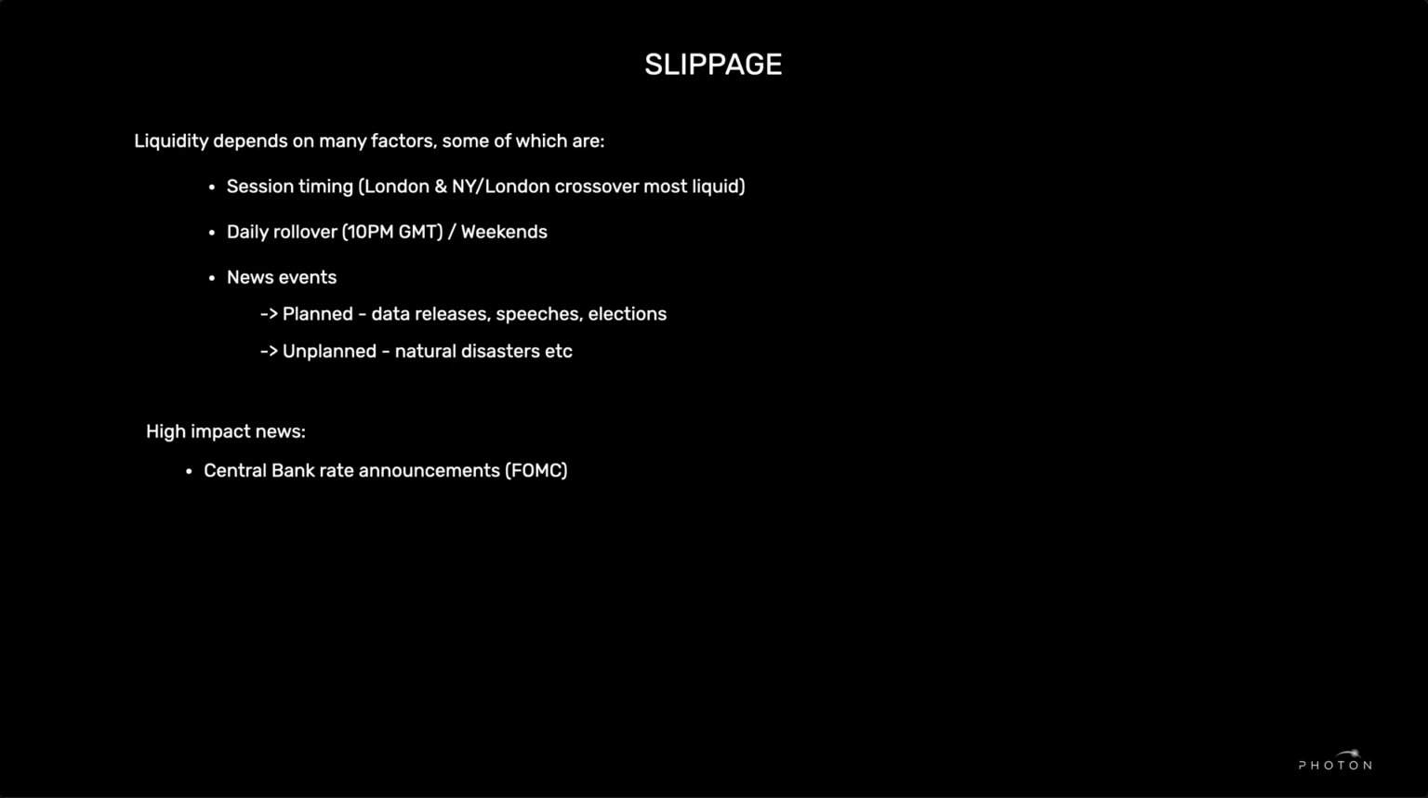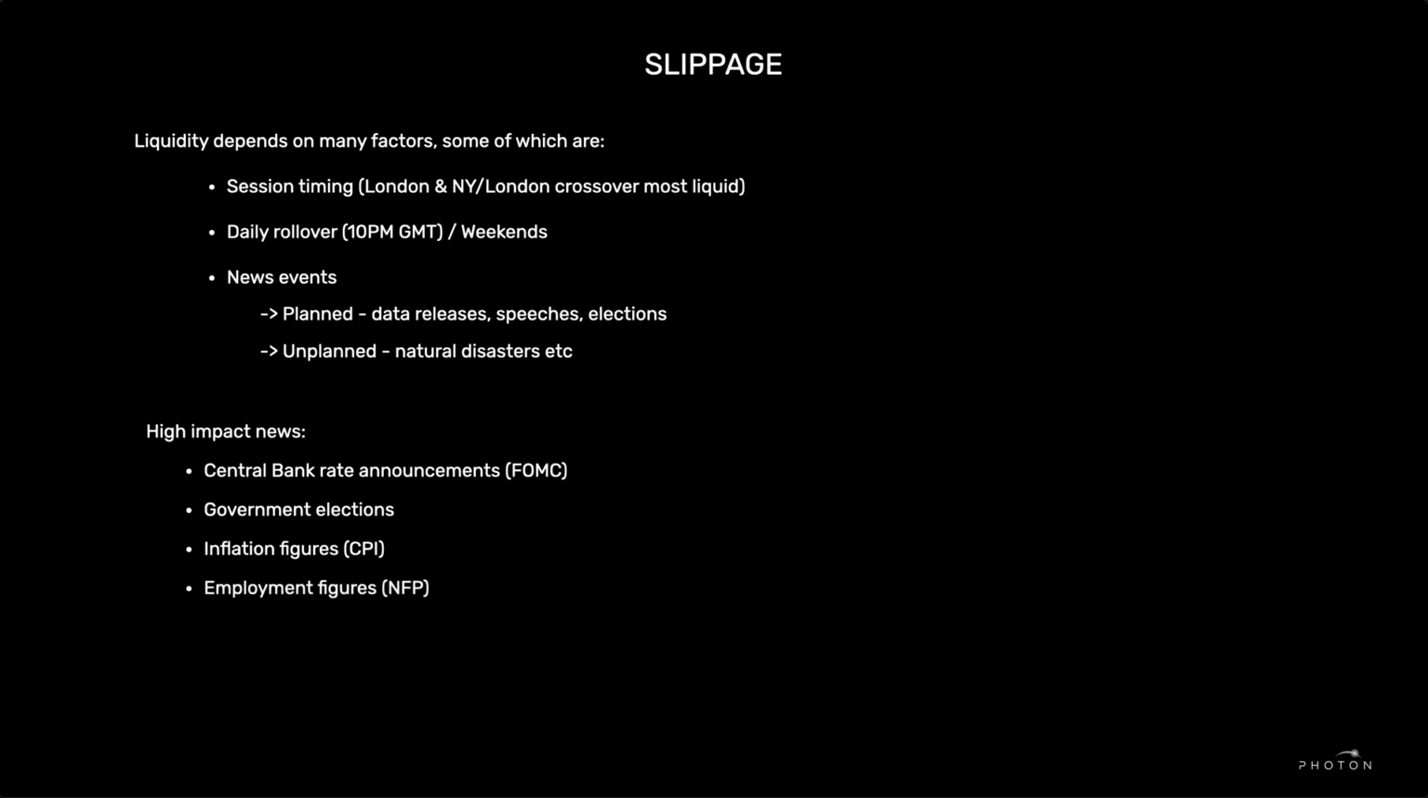Now, FOMC is probably the main one that you're going to want to be keeping an eye out on, and that's from the US central bank, which usually will see a pretty large amount of intraday volatility. Now, the other main planned high impact news events are government elections, the inflation figures, so you'll often see these denoted as CPI, and then your employment figures as well.